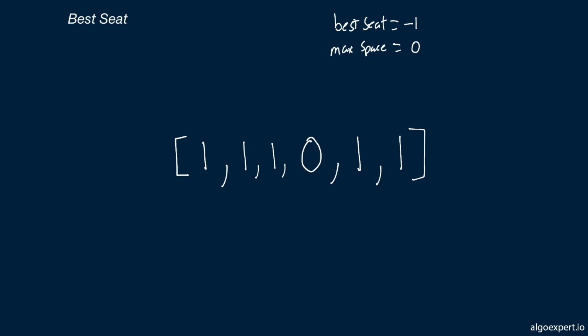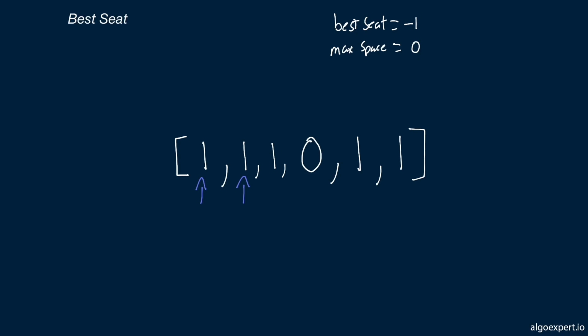So here I have reset the best seat to once again be -1 and the max space to be 0, and we have this new array here. So we can start with the left pointer at the very beginning and the right pointer at index 1. And now the next step is to iterate with this right pointer until we get to a 1, but we are already at a 1. So what this means is that there's no iteration to do.